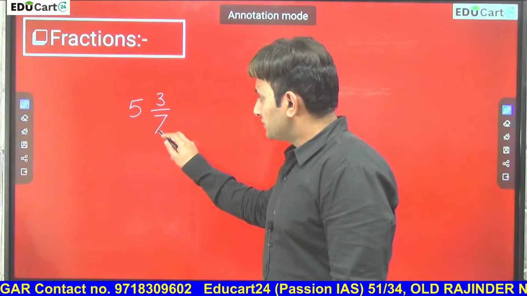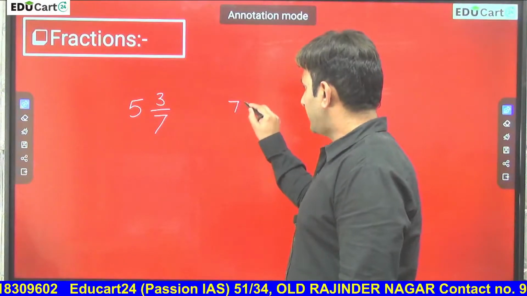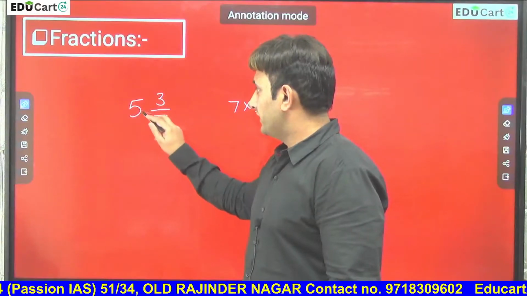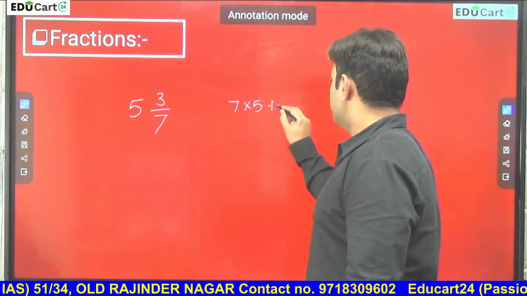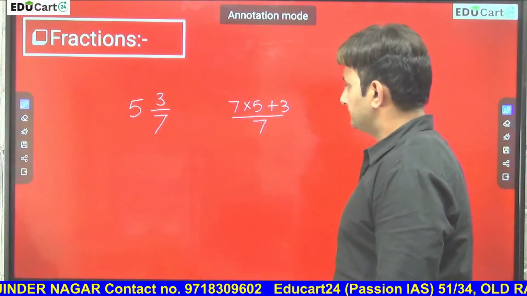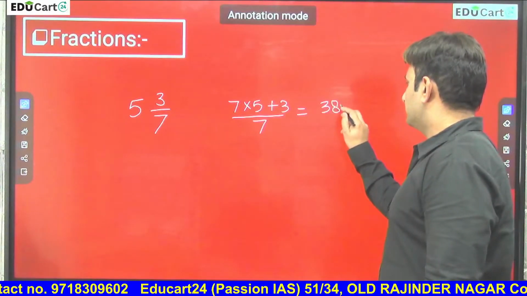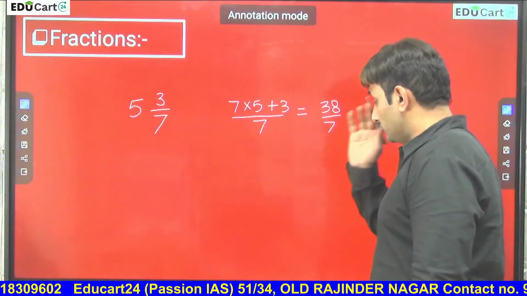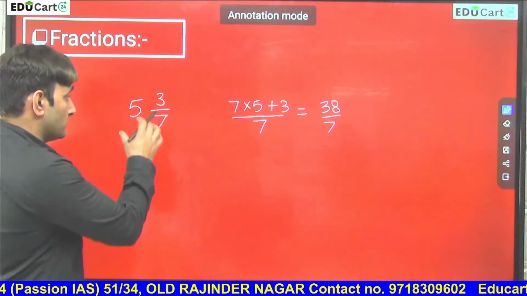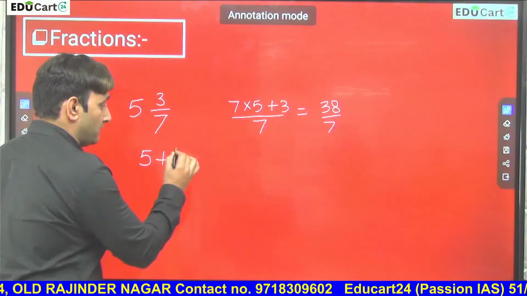So you just multiply 7 into 5, that is 35. Add this part, plus 3, divided by 7. So what you will get? 38 upon 7. Got it? So basically 5 3/7 means 5 plus 3/7. Okay?